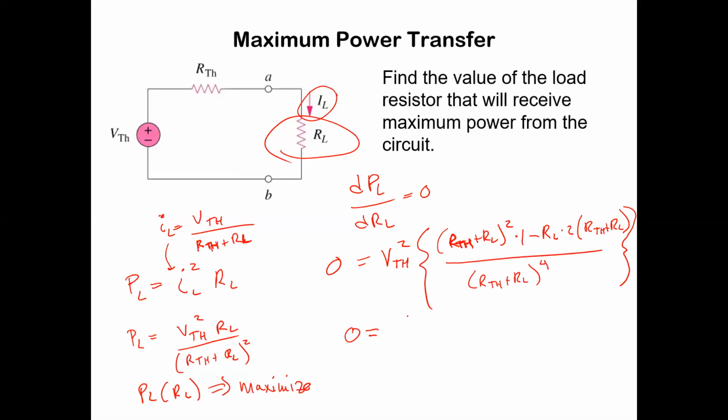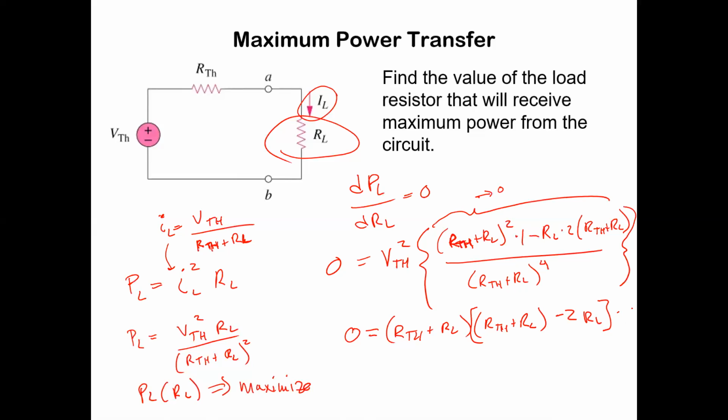So 0 is going to equal, well, we can multiply both sides by R Thevenin plus RL to the 4th, and because the left side is 0, that just goes away. And we can divide by V Thevenin squared, because that's not going to do anything either. So we look at the inner part here, and we want to see when that goes to 0. You can factor out an R Thevenin plus RL, so 0 equals R Thevenin plus RL times R Thevenin plus RL minus 2 RL. That's just the numerator with the R Thevenin plus RL removed. That has to equal 0.